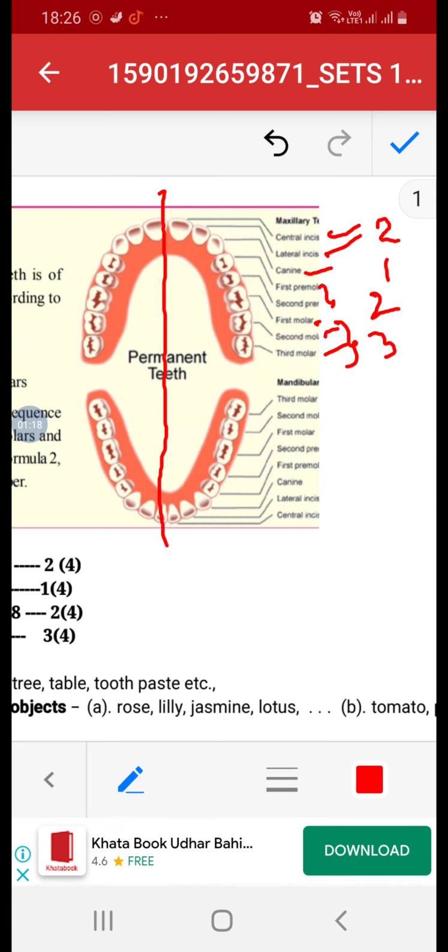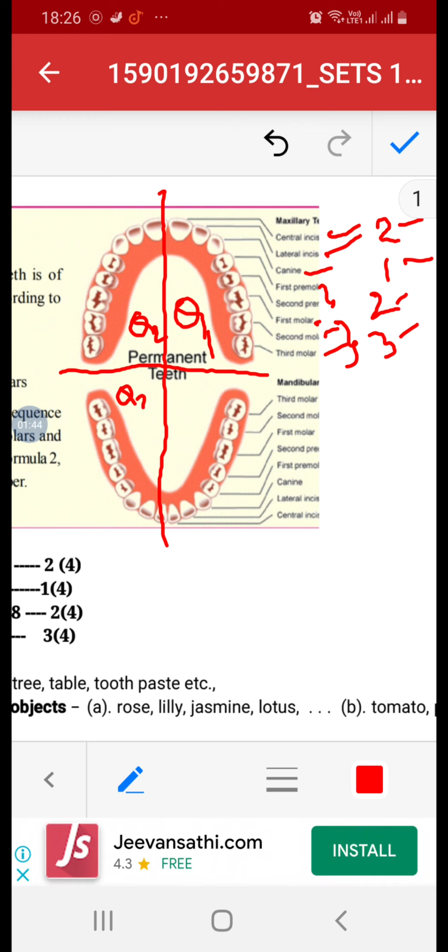So when we divide this tooth set into 4 quadrants, in each quadrant we will find 2 incisors, 1 canine, 2 premolars and 3 molars. Similarly, in quadrant 2 we also find the same, and quadrant 3 and quadrant 4 also have the same.